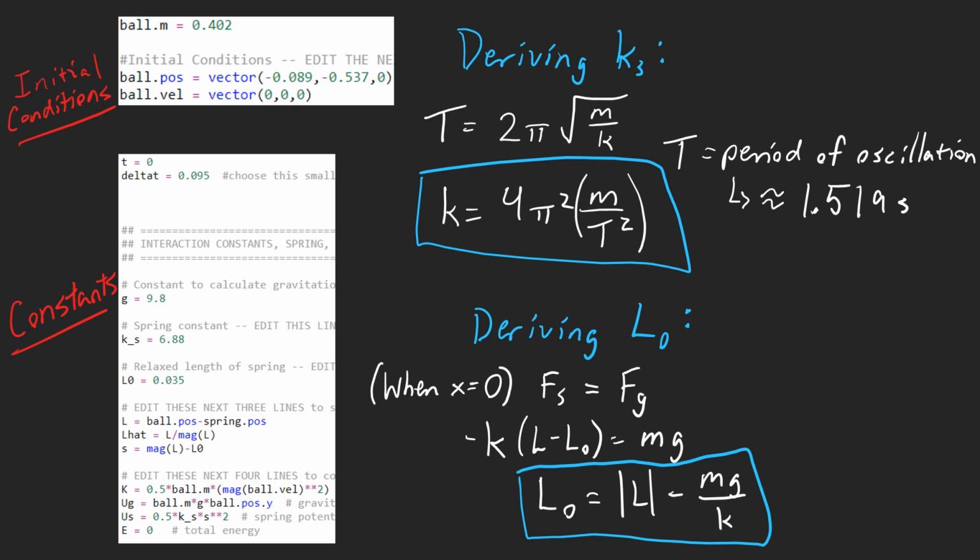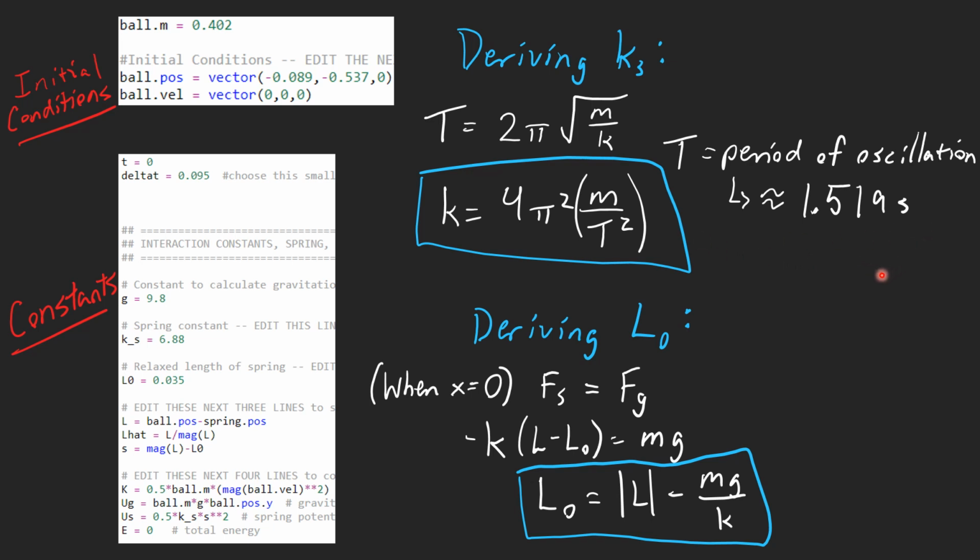For the GlowScript code, the initial conditions of mass, position, and velocity are shown at the top here. Underneath that are the relevant constants, and on the right we see how to derive the spring constant and the relaxed length of the spring. The spring constant was derived using a formula I did not mention before, the period of oscillation formula. This is shown here and can be written to solve for k. The period of oscillation can be determined by using our tracker data to find the time between waves of oscillation, and I found this to be about 1.5 seconds.